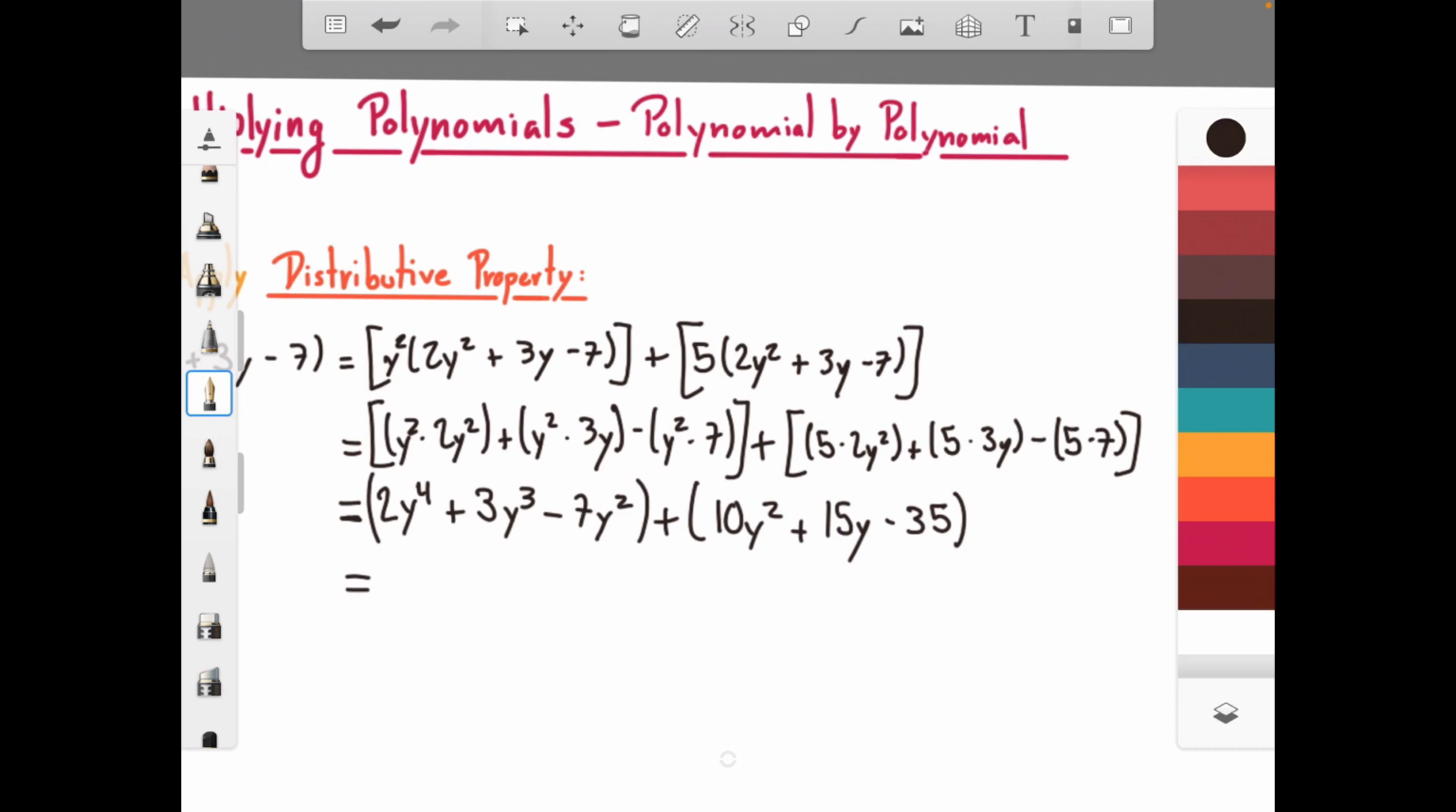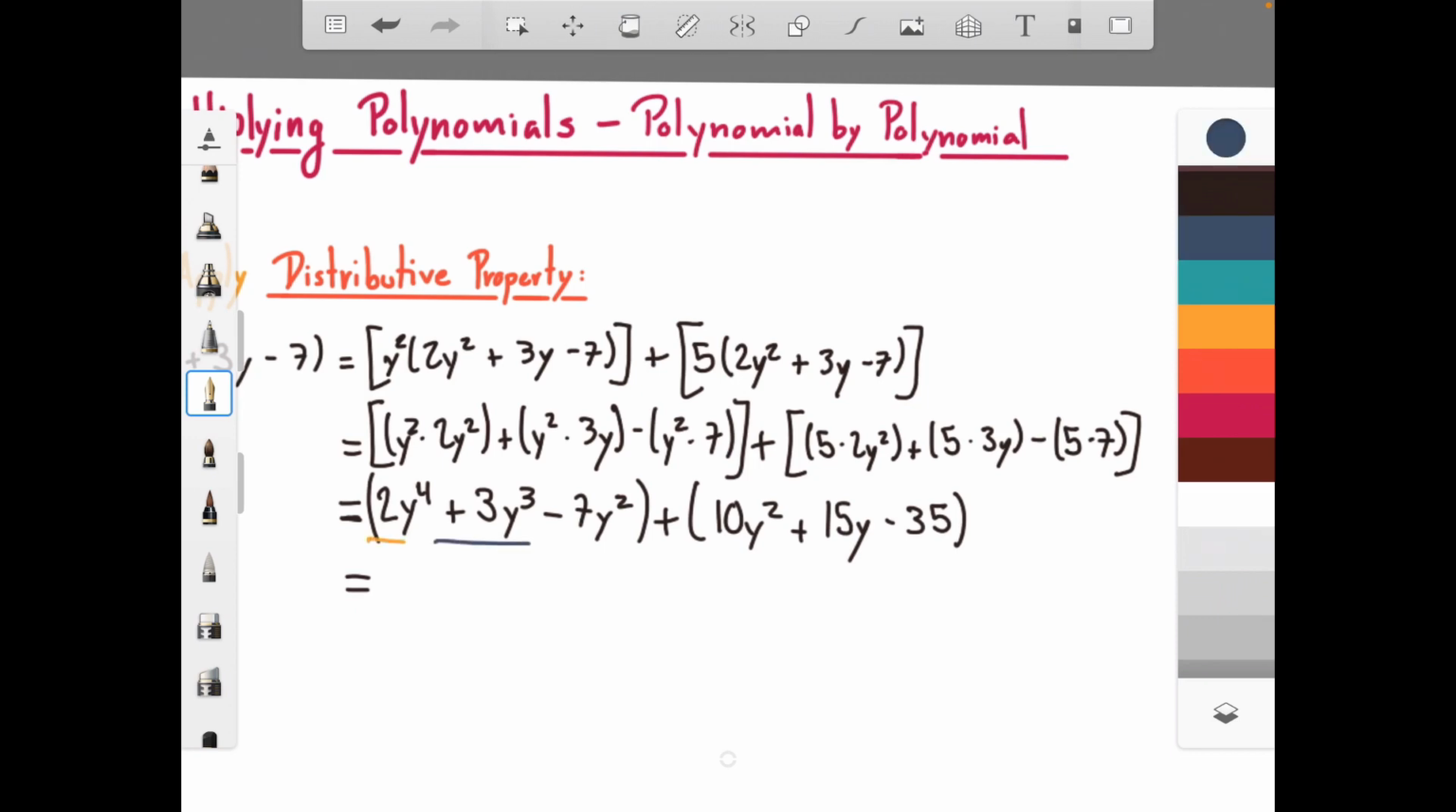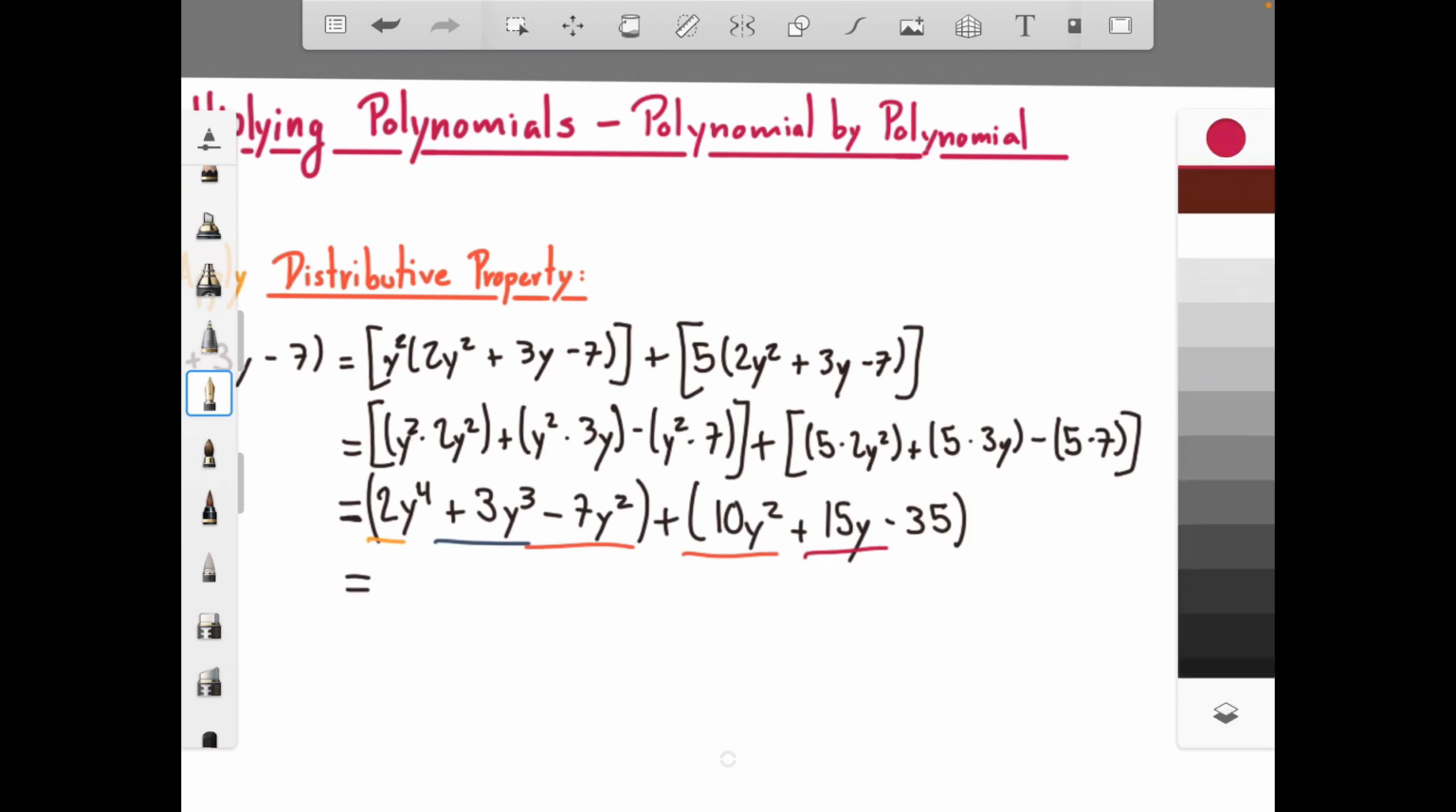Okay, so now we have like terms, right? We have 4, there's nothing else with 4. Now we look for 3's, nothing with 3's. Now we have 2's, so we have these, and we also have these. And then we have 1's, we have y, and then we have terms with no exponents or no variables. Okay, so now we have like terms.